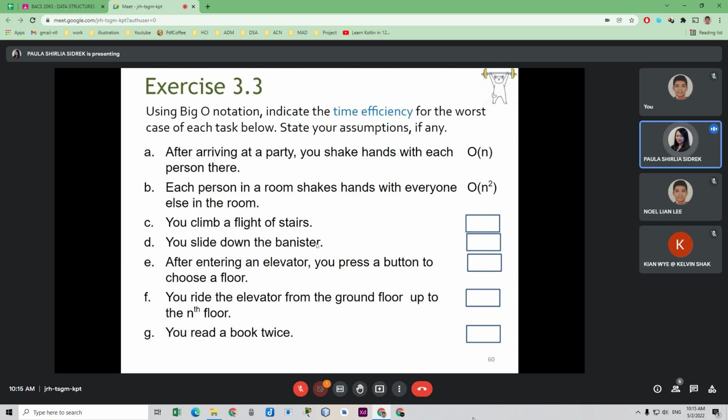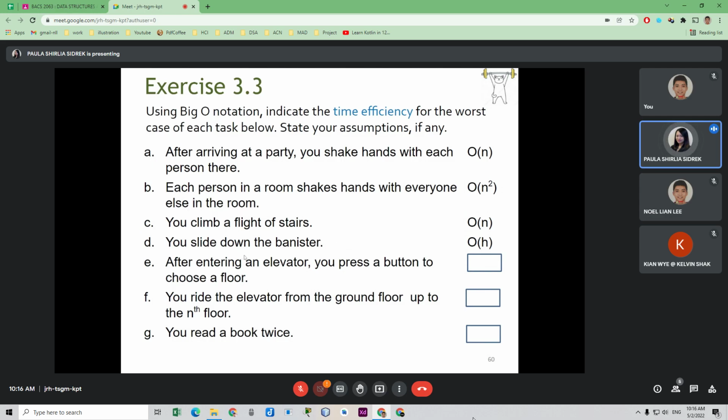Because each person, first thing, you shake hands with everybody. Then each of those people in there, that means a double, okay, will shake hands with everyone else in the room. Therefore, O of n squared. Now you climb a flight of stairs. What is that? O of n. You are doing it, one person. And you're sliding down the banister, still O of n.